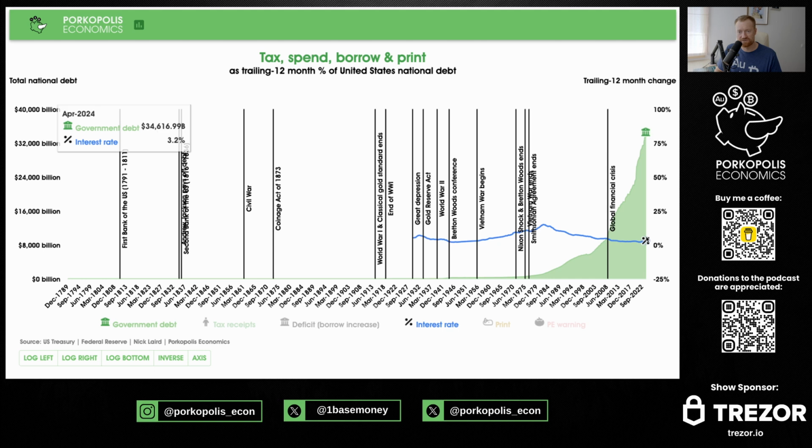Okay, so let's just do a quick math here. What is 3% on $34.6 trillion? Well, it's almost $1 trillion. All right, it's actually over $1 trillion, isn't it? Let's do even quicker math. $1.1 trillion trailing 12 months. That's what the federal government is paying on the cost of its funding at the moment.